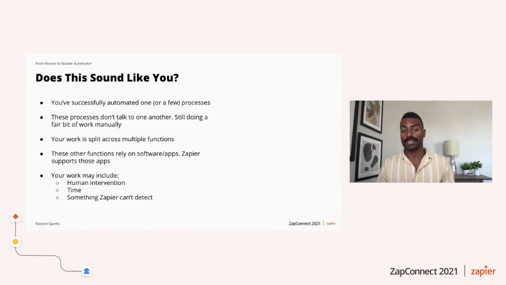These processes don't talk to one another. You're still doing a fair bit of work manually. Your work is split across multiple functions. As a company, you might have several departments carrying out different parts of a process like marketing, sales, customer support, finance, fulfillment, and more. These other functions rely on software or apps, and Zapier supports those apps.